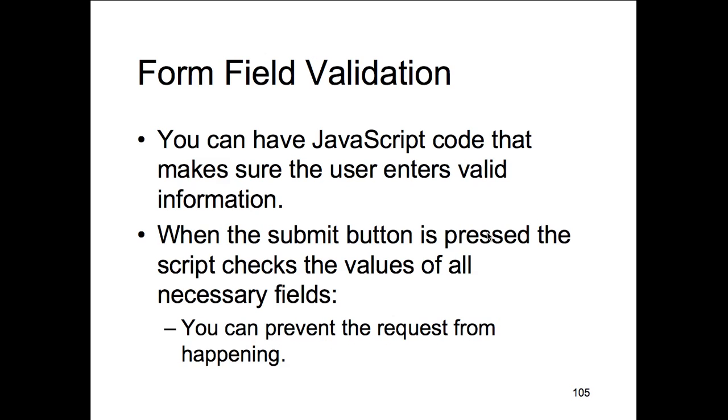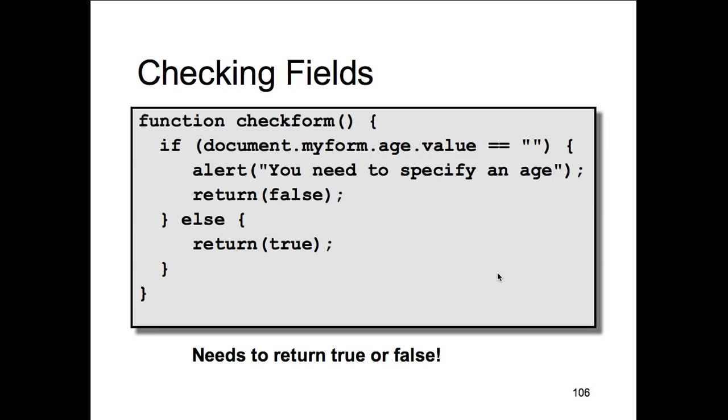Form field validation. Used a lot, actually. You can use JavaScript code that checks if the user enters invalid information and can test to see if the information is correct. Because you want to test it on the client side because you don't want it to go to the server unless it's good information. So you can have the submit button pressed. It can check, simple checks, a script that checks all the values, make sure the numbers are numbers and the text are text. So you can prevent the request from happening if there's no correct information being put in here. So checking the fields, here's a form check function.